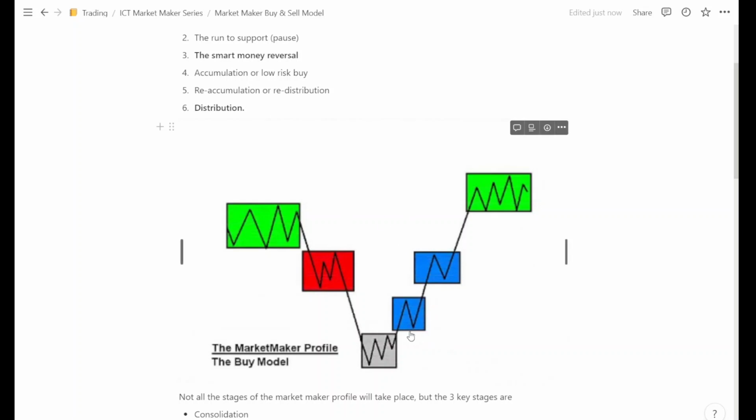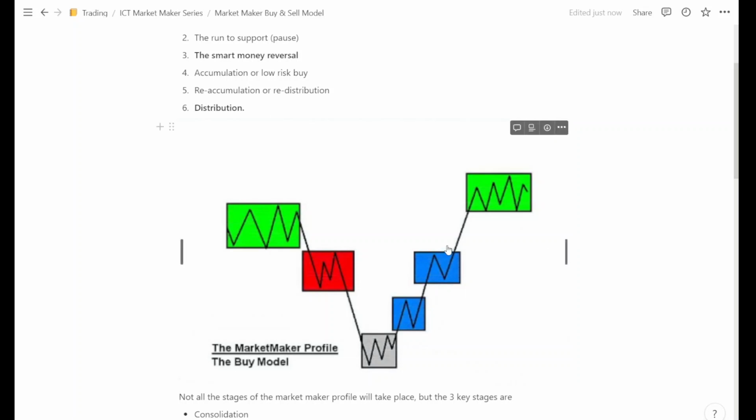Especially on a high impact news event. Assuming there is CPI or FOMC or non-farm payroll at this level where you see the smart money reversal, usually price will just shoot up to take out the high without all these pauses. So the important levels are the initial consolidation, the smart money reversal, and the distribution or sweep of that initial high.